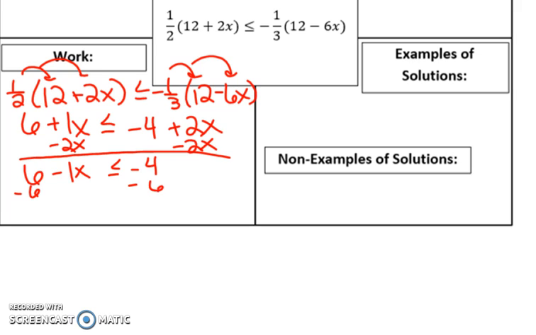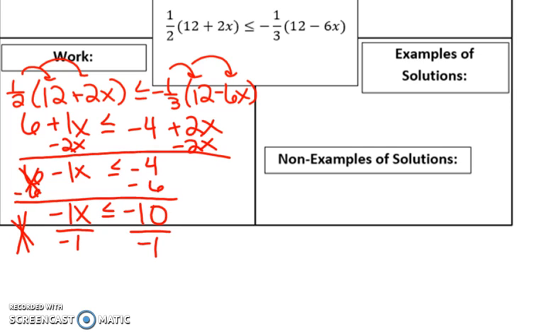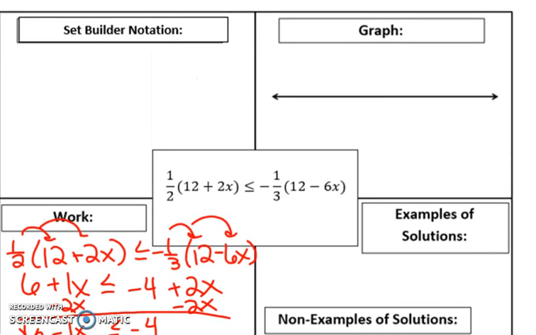Well, then I'm going to subtract 6 on both sides. That leaves me with negative 1x is less than or equal to negative 10. Again, we want to get x by itself, so I'm going to divide by negative 1, which sets off a huge red flag. That tells me I need to flip my sign. So x is greater than or equal to 10. If we come up to set builder, it's x such that x is greater than or equal to 10.